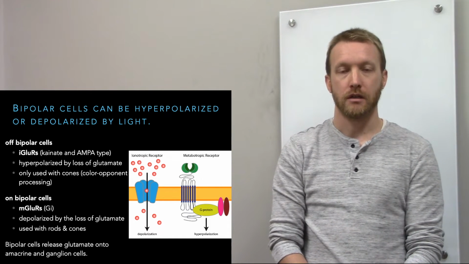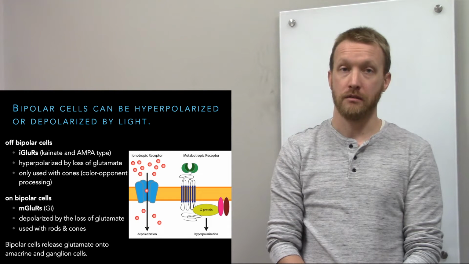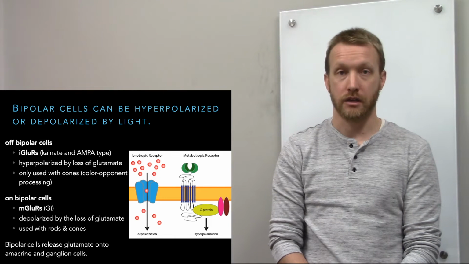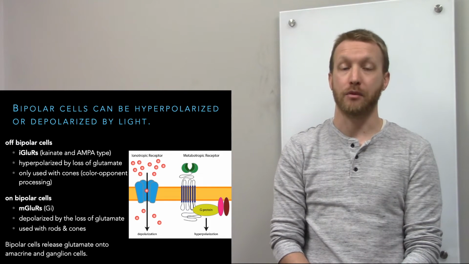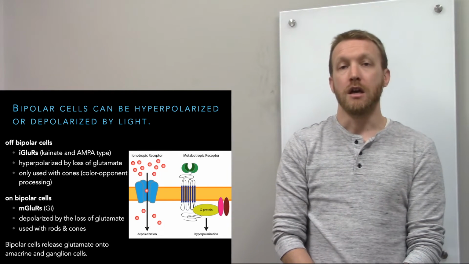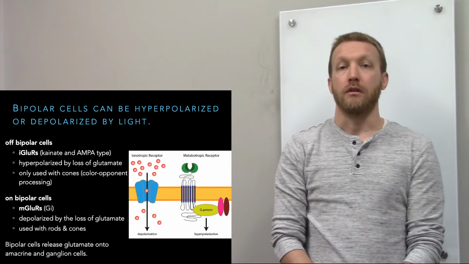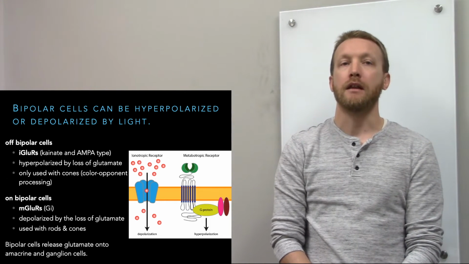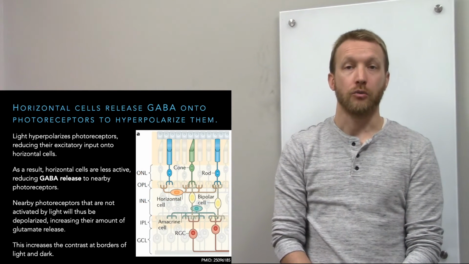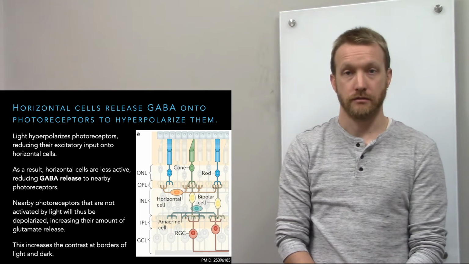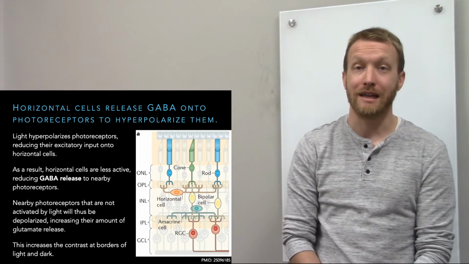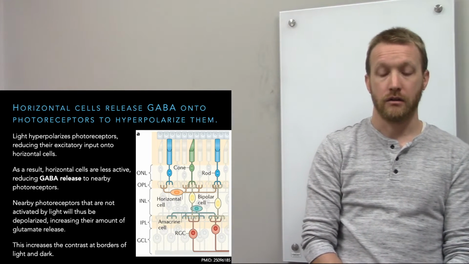Gi coupled. Gi, of course, decreases cyclic AMP, so with fewer cyclic nucleotides, we decrease cyclic nucleotide-gated cation channel conductance. Thus, glutamate normally hyperpolarizes us, so the loss of glutamate depolarizes us. Bipolar cells then communicate with amacrine cells, which we won't talk about, and retinal ganglion cells. But before we can move out of the inner nuclear layer, we need to discuss horizontal cells. Horizontal cells aid in edge detection, and they do so by providing negative feedback to photoreceptors.